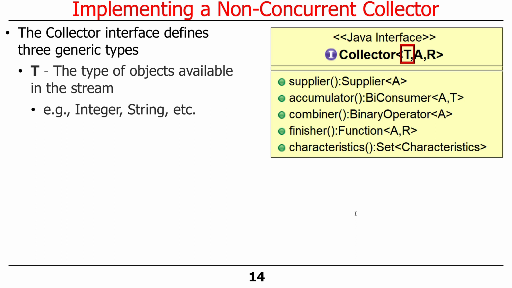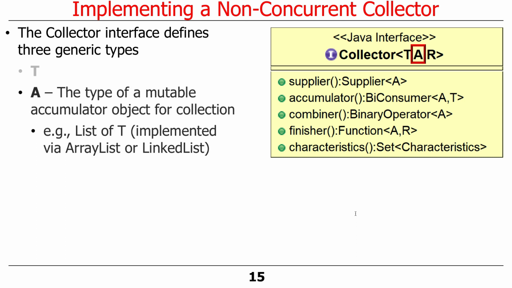One of the parameters, T, stands for the type of objects that are actually in the stream. That could be a stream of integers, it could be a stream of strings, it could be a stream of search results, all kinds of things you could have a stream of. So that's just the type of the element in the stream.